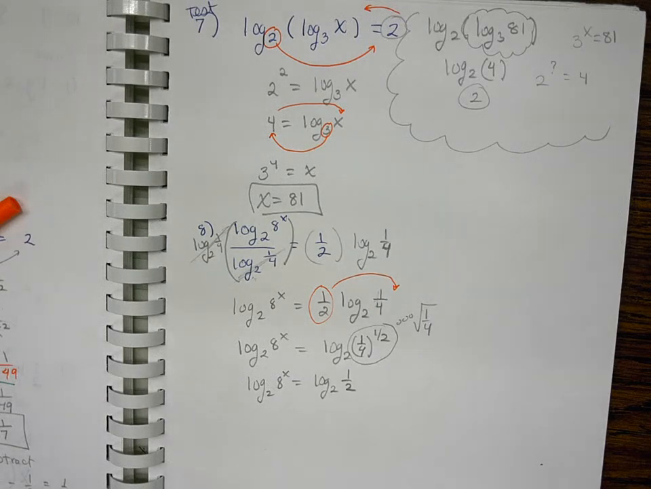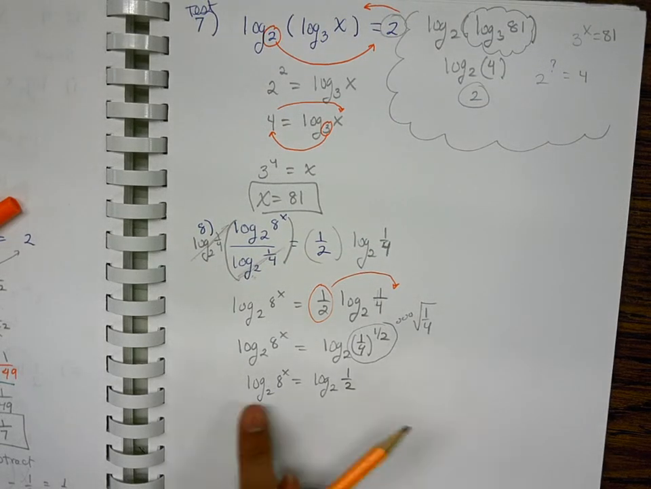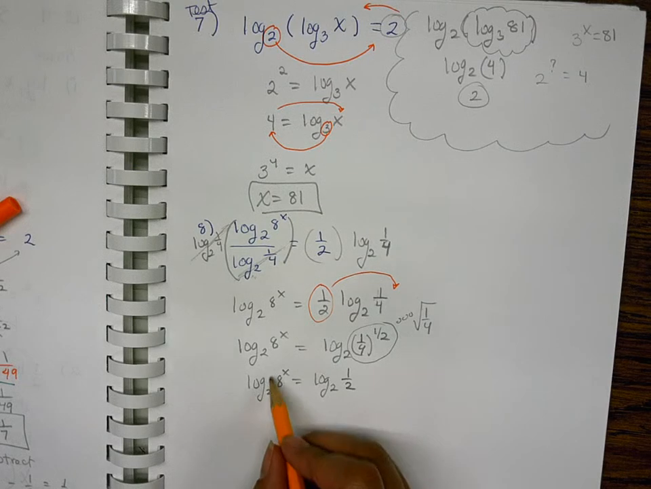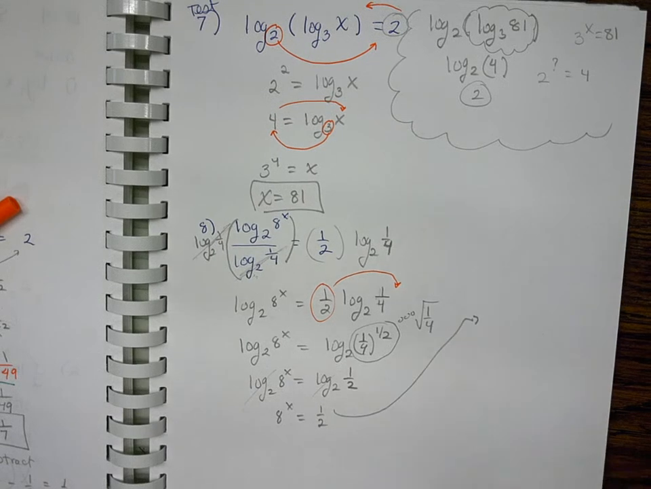Do you guys see that? I brought the 1/2 up as an exponent. Remember, a power of 1/2 is the same as the square root. So the square root of 1/4 is 1/2. One log on each side. They're exactly the same log base 2. I can drop and drop. 8 to the x equals 1/2.